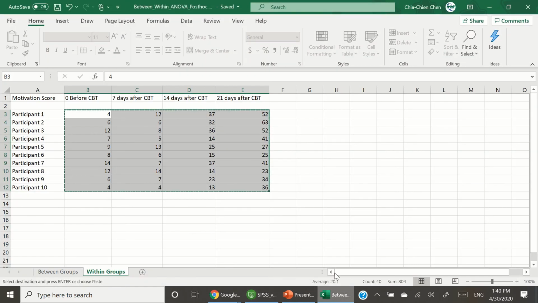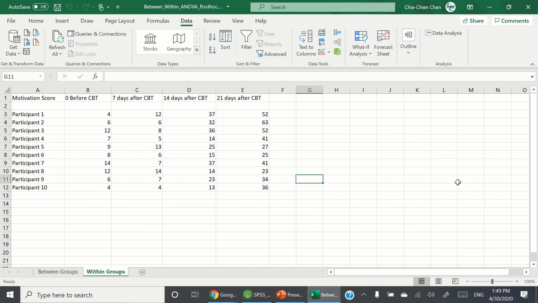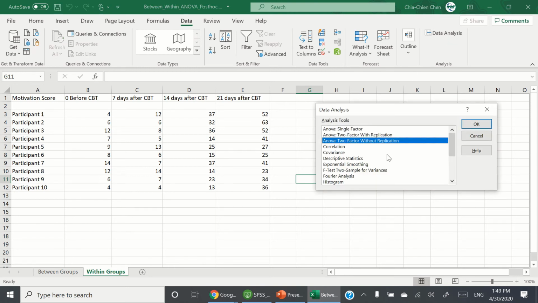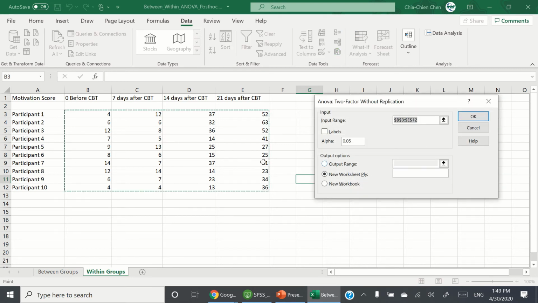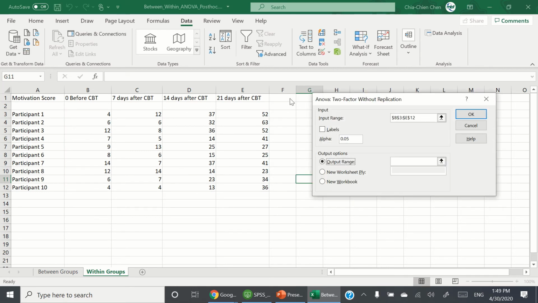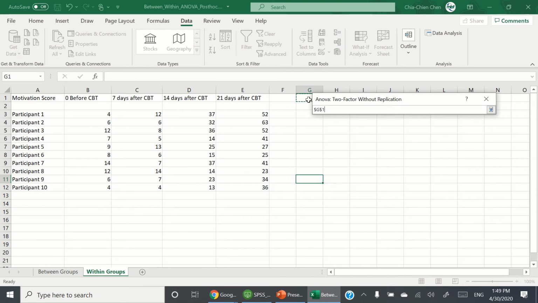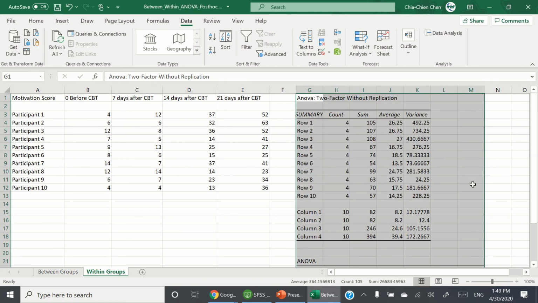Okay, and now how do we do this in Excel? To do this in Excel, it's actually pretty easy, but it's a different method. So let's go to the data analysis again. The one you want to pick in this case is the ANOVA two-factor without replication. Then click OK, put in your data range, and put in the output range, let's say here, and then click OK.